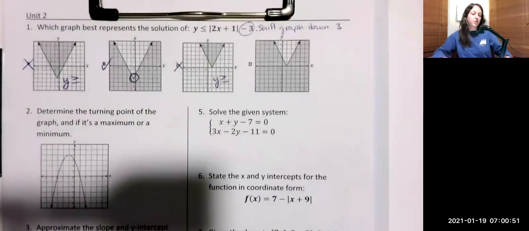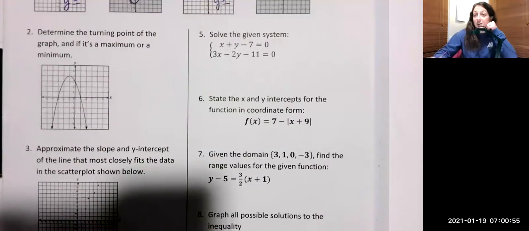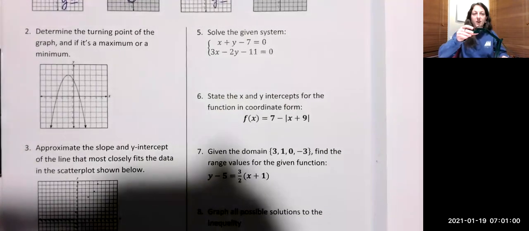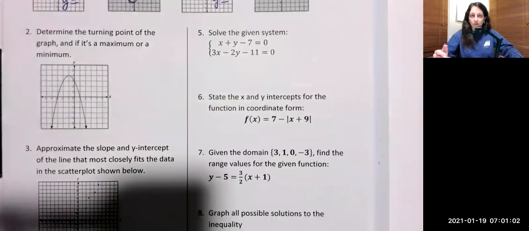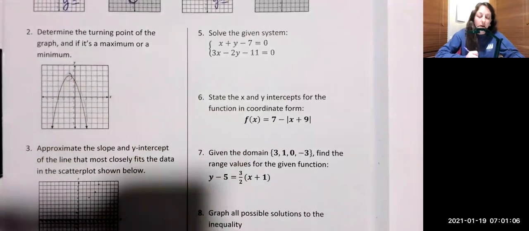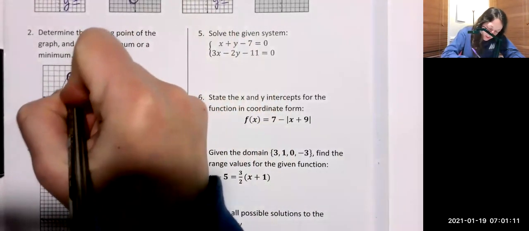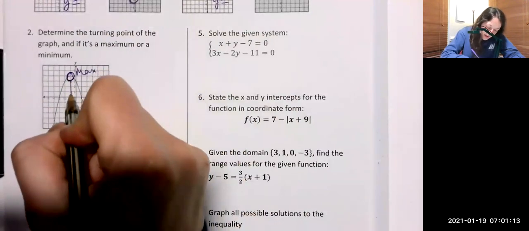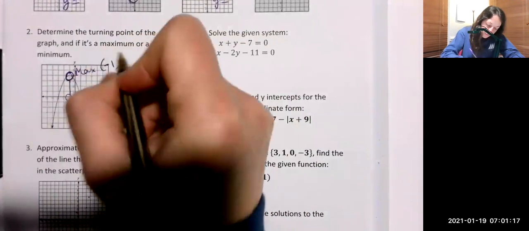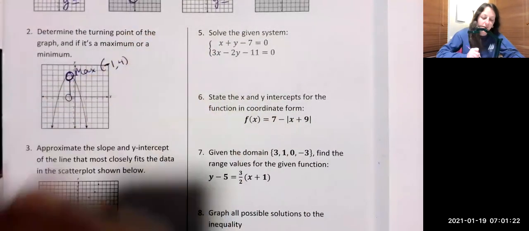Next, number 2, determine the turning point of the graph and if it's a maximum or a minimum. When we're looking at this graph, we literally have to figure out where it's turning around. It's going up, and then it turns around right here to go back down again. So it's got a maximum point right there at the top. That's happening at -1 for the x value, 4 for the y. So that's a maximum at (-1, 4).